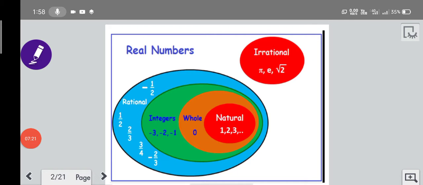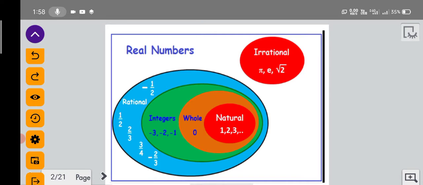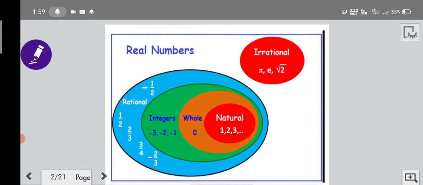Okay children, now on the basis of this number system, we can say all natural numbers are whole numbers, all whole numbers are integers, all integers are rational numbers, all rational numbers are real numbers, and all irrational numbers are real numbers. In this way we can understand the number system. So I hope you all understood how the number system is developed.